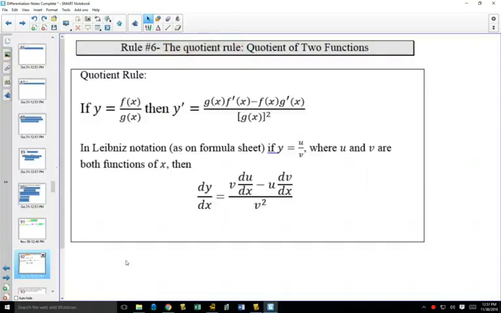There it is. The quotient rule. You think the product rule looked long? Take a look at that one. Whew.